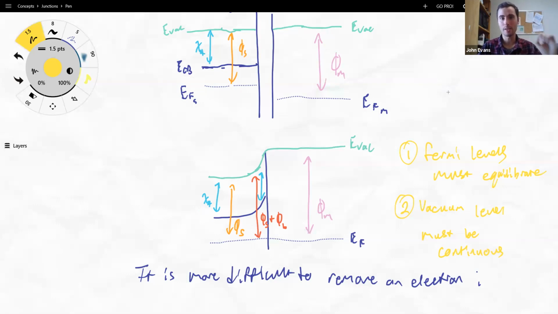But what does change is the difficulty of removing an electron from the semiconductor. So in the bulk, where there's no electric fields, it's still the same value, which makes sense. There's no electric fields, so it should be just as easy to pull everything off. But at the junction where there's charged atoms, it is more difficult to liberate one of those electrons from a charged species, because the nuclear charge is less effectively screened.